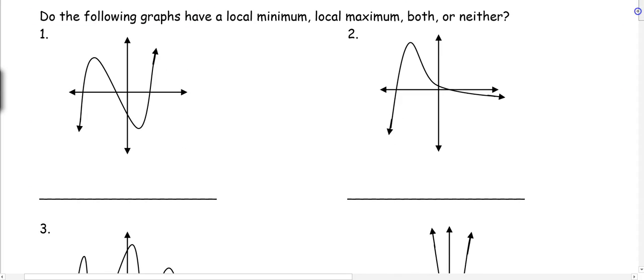So let's look at the graphs and figure out if we have local min, local max, or both. So in the first graph, we have a high point. So this would be a local max. We also have a low point, which would be my local min. So in this case, our graph has both. In number 2, I only have a high point, which would be a maximum. So in this case, we only have a local maximum.